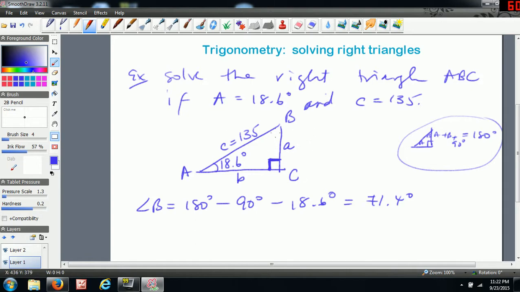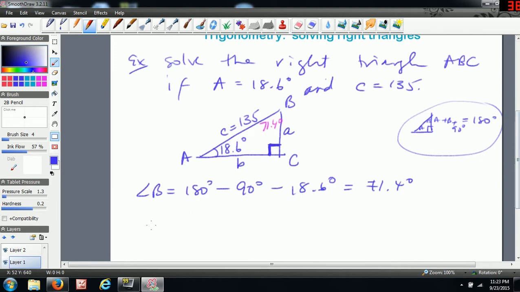So we figured out this angle, which is 71.4 degrees. Once we have that figured out, we can now solve the sides. We could use the sine law, or we could just use the simple information of trigonometry. So as you know, in trigonometry there's SOHCAHTOA. Everyone knows that in trigonometry, or should know, I should say.